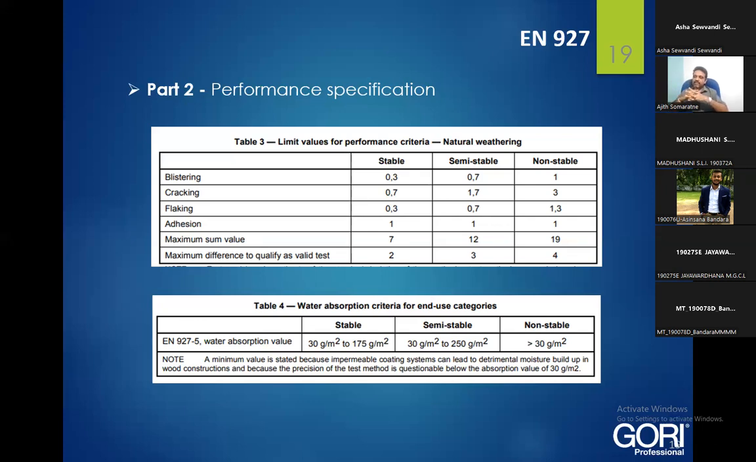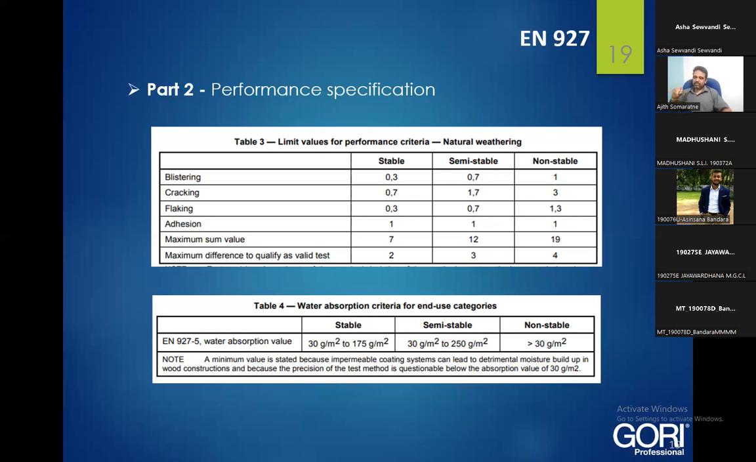Here it specifies the water absorption value. There is a test method, I think in EN927 part 5 or 6. So you can study there how we can test this. Anyway, there are some limits mentioned in part 2. In the stable category, it should not be more than 175 grams per square meter. If the coating is in the semi-stable category, then it should not go beyond 250 grams per square meter. If it is in the non-stable category, there's no upper limit.